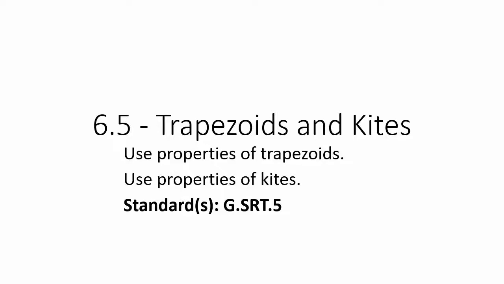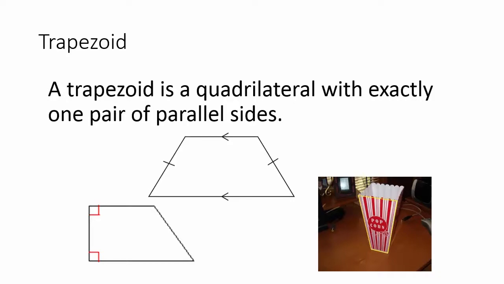Hi everyone. In today's lesson we're looking at Chapter 6, Section 5, Trapezoids and Kites. We're going to use the properties of trapezoids and use the properties of kites. Our standards are GSRT 5. We start with some vocabulary.